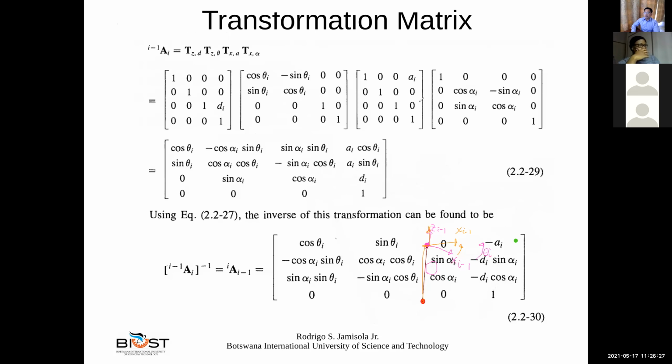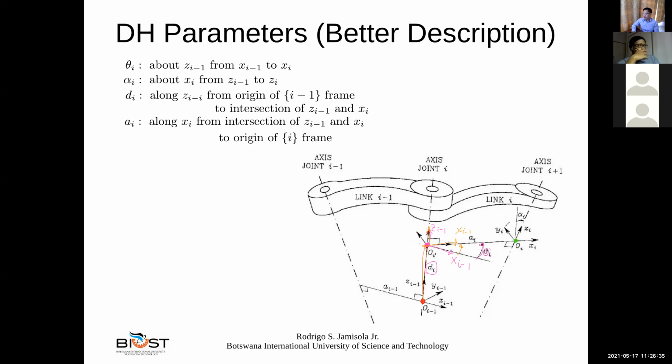Then the third transformation is that you move along the x by a value of AI. Now, move along the x. Where is the x? This is the x-axis. Move along it by a distance AI. There, that's AI. So now the third transformation. This is AI, that's the distance. We move this origin into there.